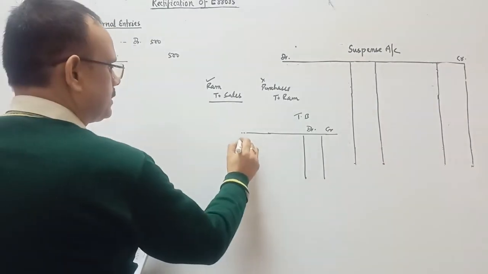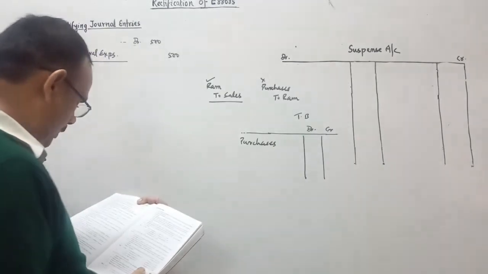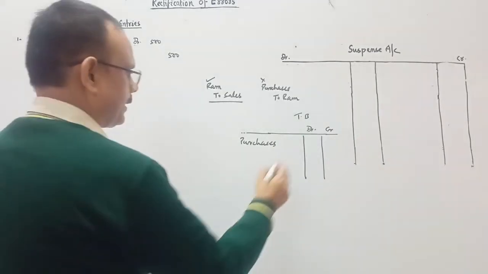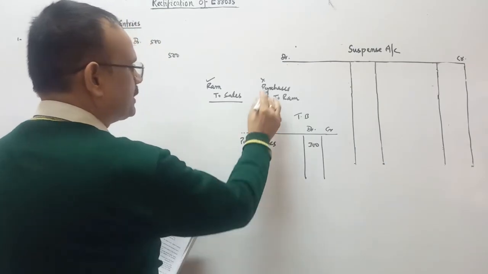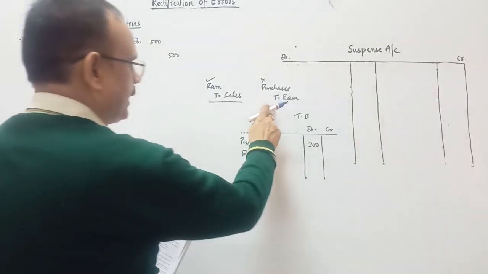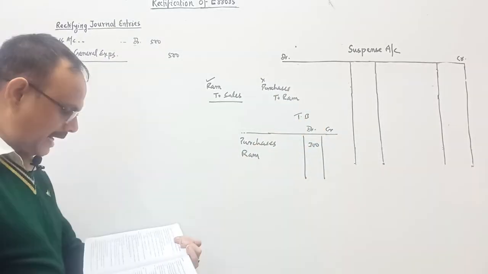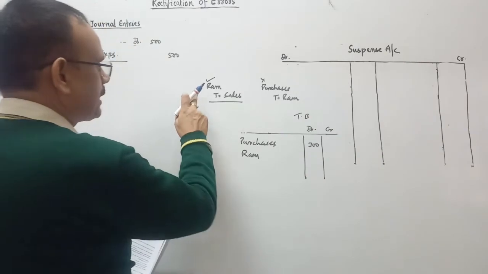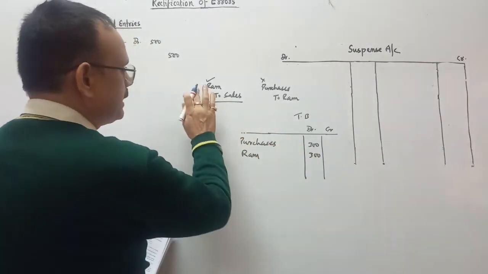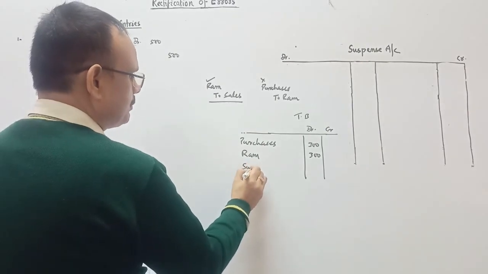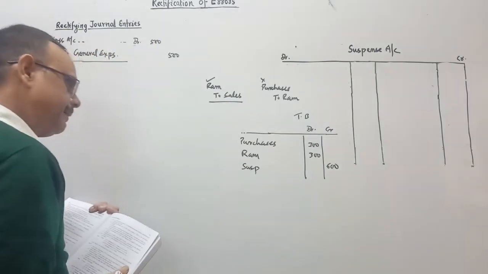So purchase is over here in the trial balance. Purchase amount is 300. And Ram account, as per this wrong recording, should be in the credit. But here it is written that Ram stands correctly posted. It means Ram is on debit, posted in the correct side, the debit side. So trial balance mismatched by 600 rupees because both are on debit side.